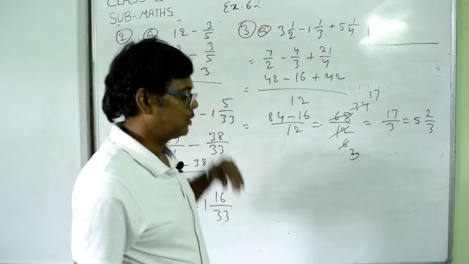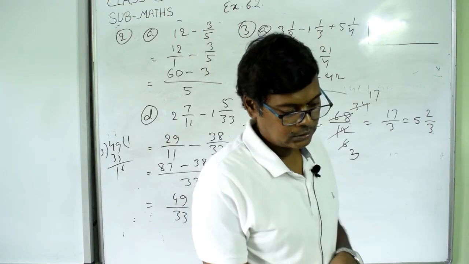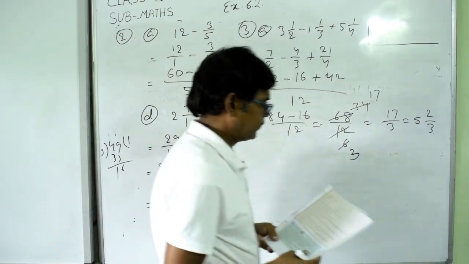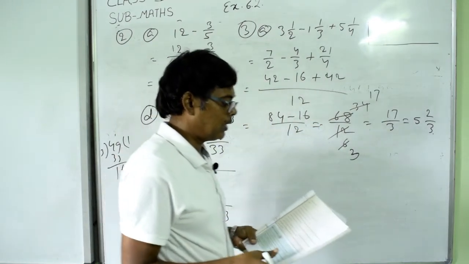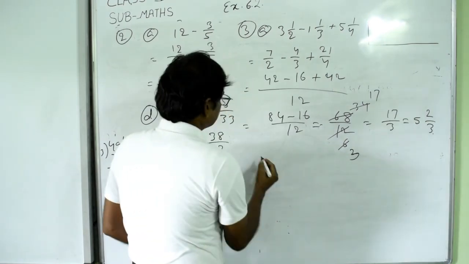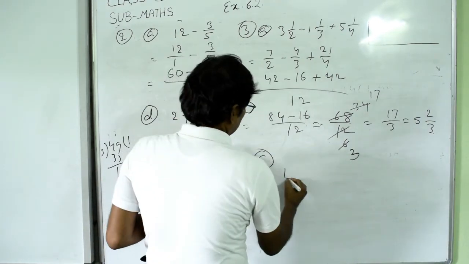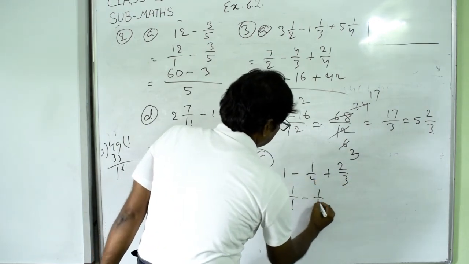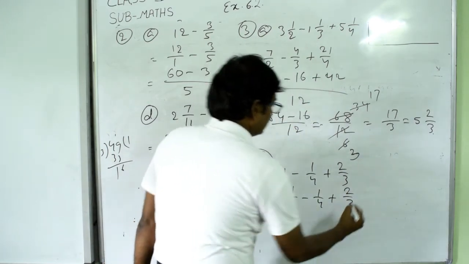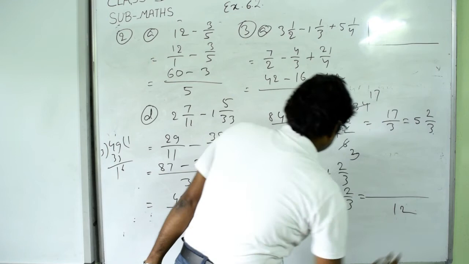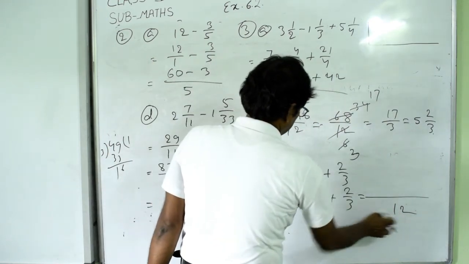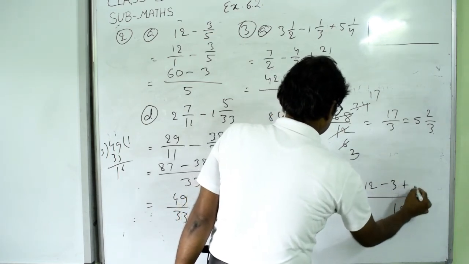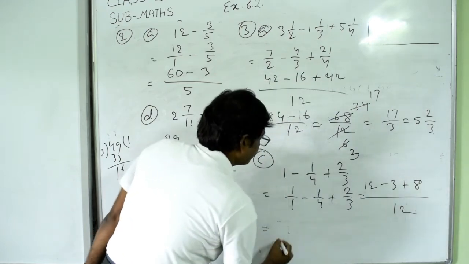Okay, so this is similar to the addition and subtraction, but in the same question you are given addition and subtraction both. In the same way you can solve other questions because all are similar. I can show you one more question here, C. So 1 minus 1 by 4 plus 2 by 3. First write 1 by 1 minus 1 by 4 plus 2 by 3. Here the LCM will be 12 again. Now divide 12 by 1, you will get 12. 12 minus, 4 3s are 12, here it will be 3, and 3 4s are 12, that is 8 here. So 12 minus 3.